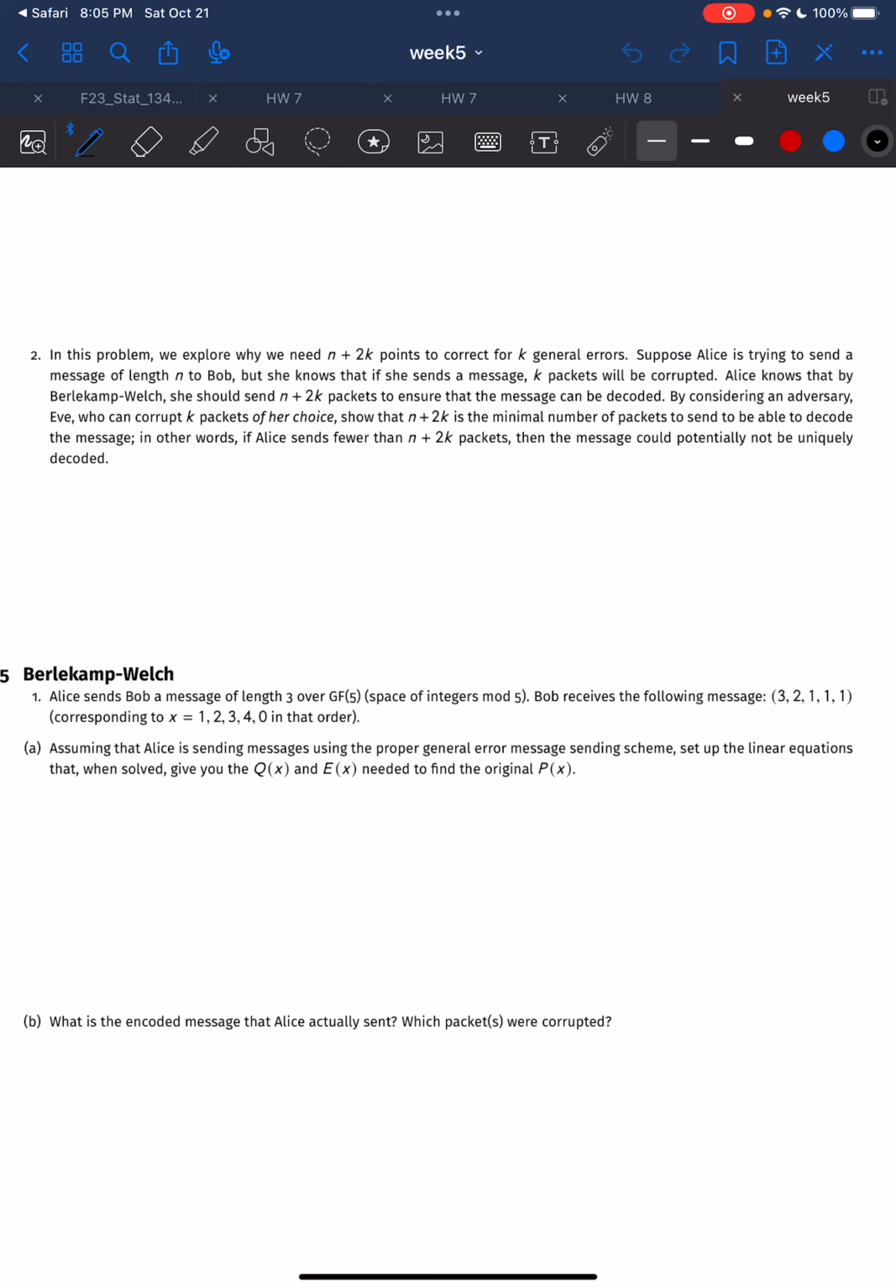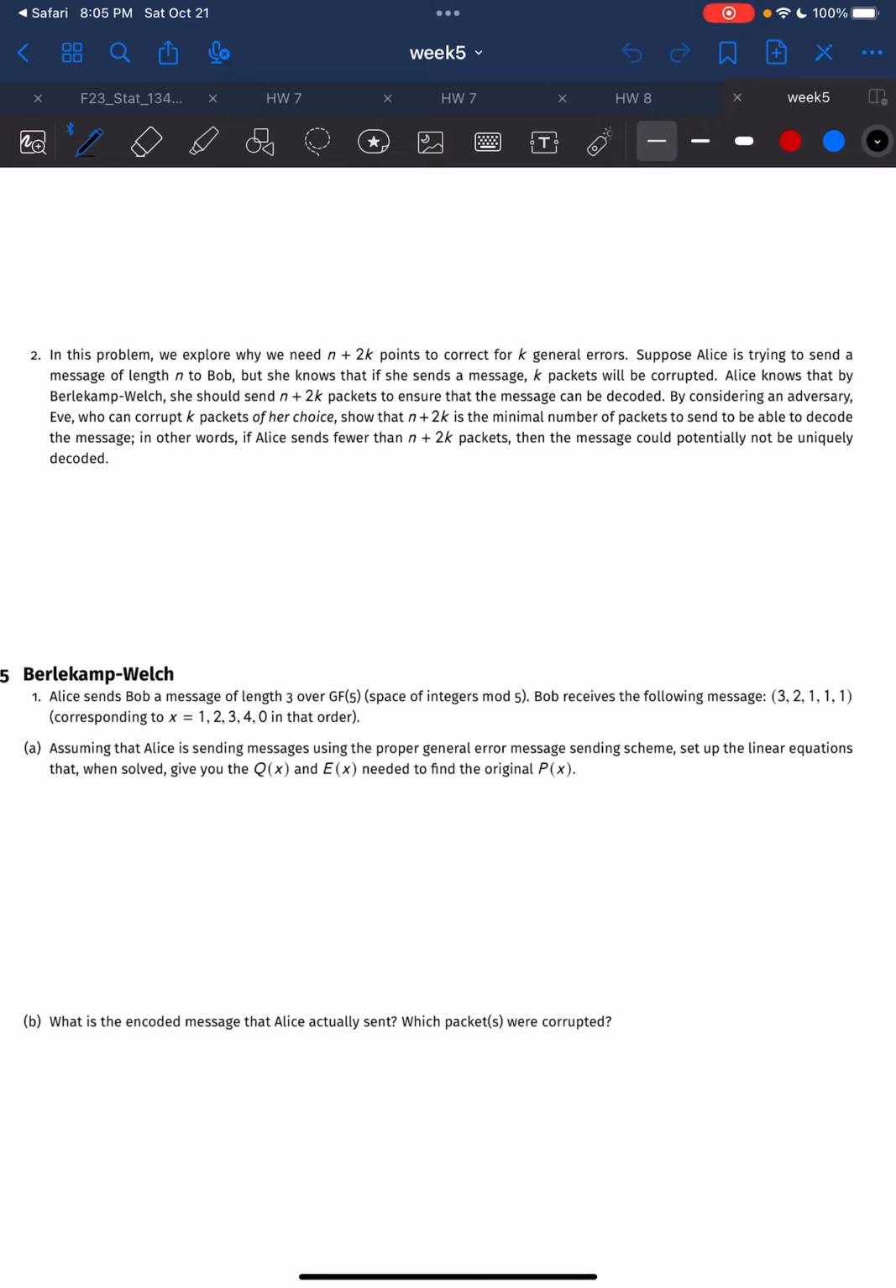Alice knows that by Berlekamp-Welch, she should send n plus 2k packets to ensure that the message can be decoded. By considering an adversary, Eve, who can corrupt k packets of her choice, show that n plus 2k is the minimum number of packets to send to be able to decode the message. In other words, if Alice sends fewer than n plus 2k packets, then the message could potentially not be uniquely decoded. So what is this saying?